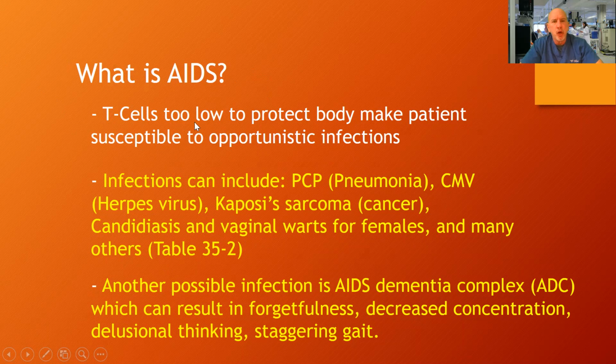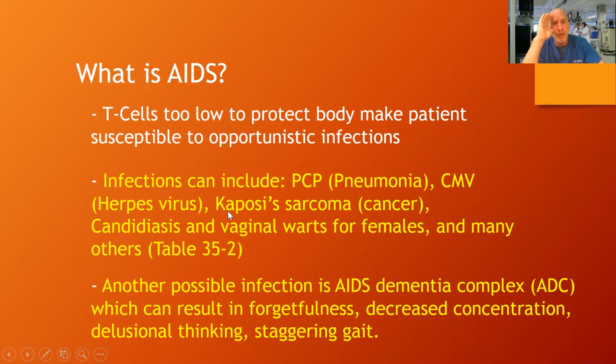Once the T cells get too low, 200, to protect the body, then different infections will pop up. And in your book, table 35-2 gives you a list of all the different opportunistic infections that are out there that can affect a person who's HIV positive. Some are more common than others, but basically any infection can get into your body and cause problems. I mean, God forbid that a coronavirus should get in your system when your T cells are 200, because I believe that would be a fatal combination right there.